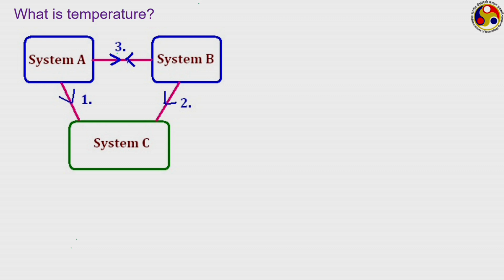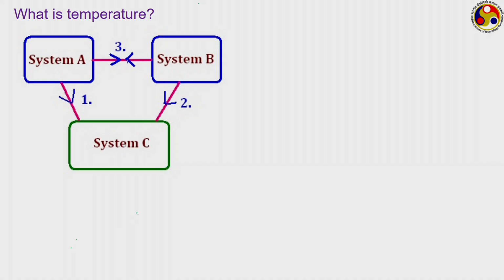like shown, system A, B and C. So, if two systems, say A and C, are in thermal equilibrium with each other, and similarly B and C are also separately in thermal equilibrium with each other, then A and B also have to be in thermal equilibrium with each other. Now, what do we mean by thermal equilibrium? Thermal equilibrium means there is no heat transfer taking place between the two systems.